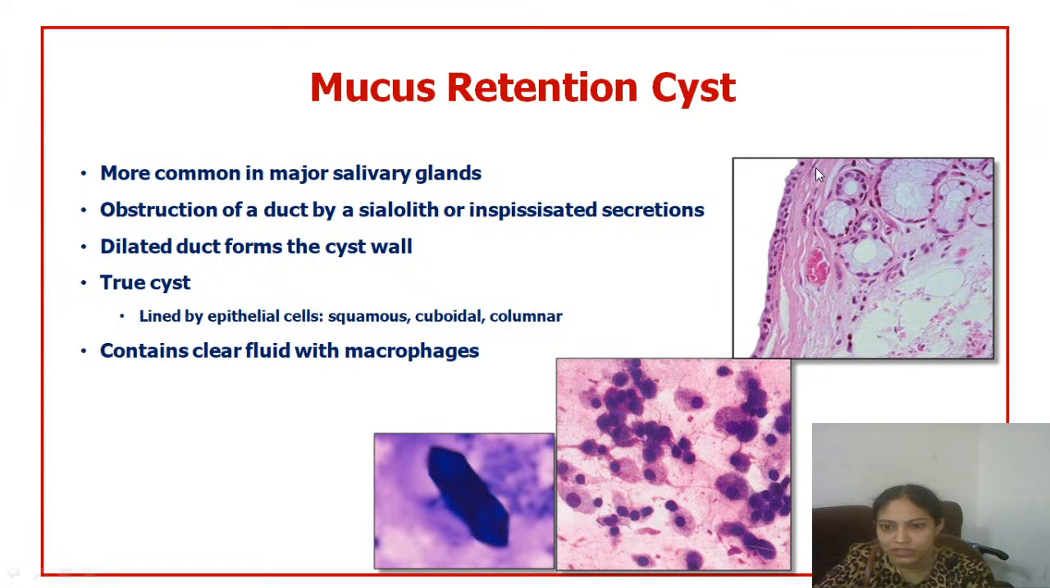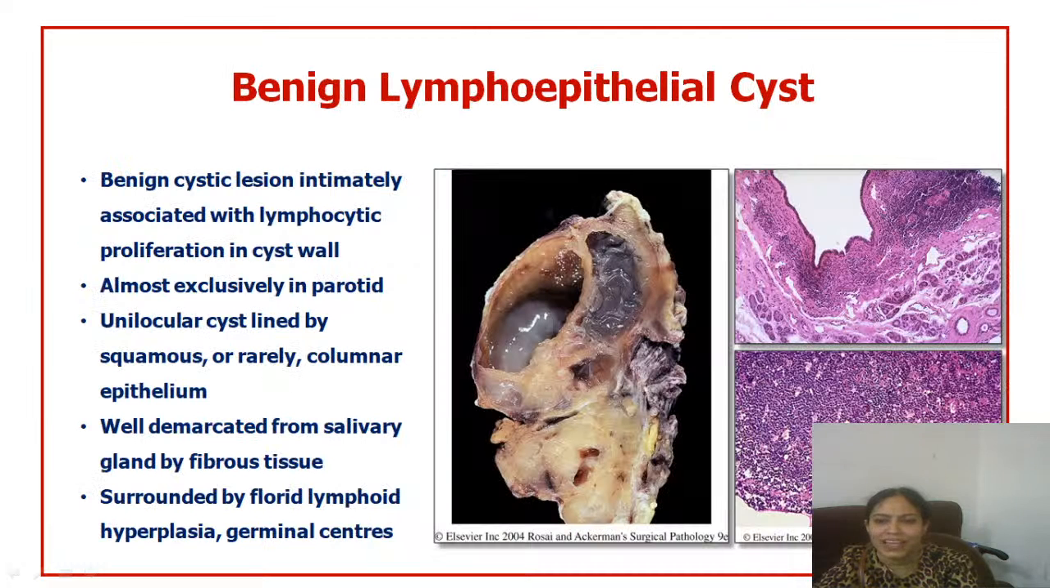So this is a true cyst, and the lining is squamous, cuboidal or columnar epithelium. It again contains mucus, and macrophages are present, which again come here to ingest this mucus. Benign lymphoepithelial cysts, here this is a specimen of the parotid, where you can see that there is a large cyst which has a shiny wall because of mucus within it, and this is a unilocular cyst which is lined by either columnar or squamous epithelium, and it is well demarcated from the salivary gland by fibrous tissue.